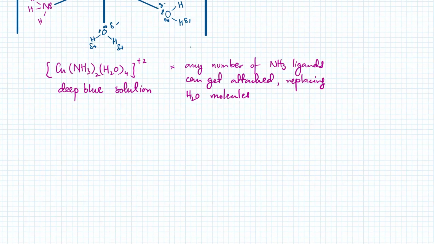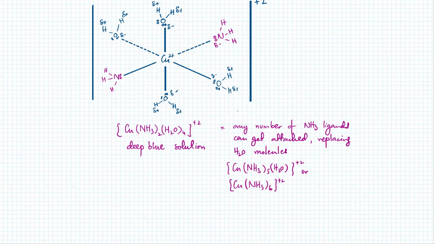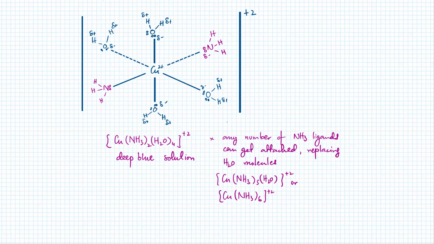So for example, it's the same formula, you could see copper with, in total, six ligands. So you could have five NH3s and one water molecule. The overall charge is still plus two. Or you could also have all six of them be NH3. So it depends, it's your choice. You can write any one of them. The only idea is that the water molecules are getting knocked out while you're adding ammonia to it.